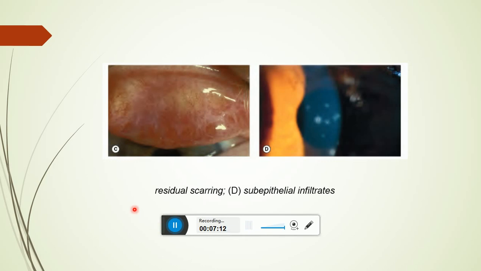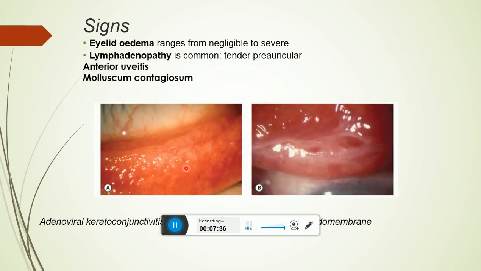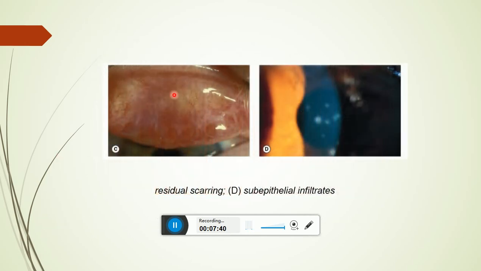Severe inflammation. There will be conjunctival hemorrhages in severe inflammation, petechial, and adenoviral infection. There may be chemosis, membranes. Membranes are rare. Pseudomembranes, sometimes with conjunctival scarring after resolution. Here you can see conjunctival scarring. So here you can see the membrane and here you can see the scarring.